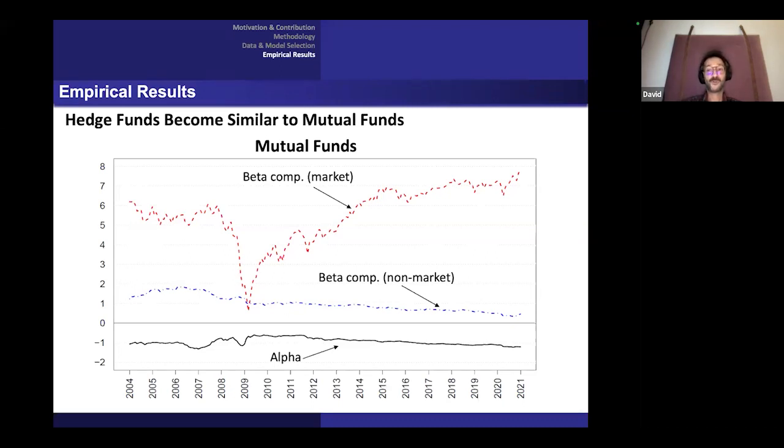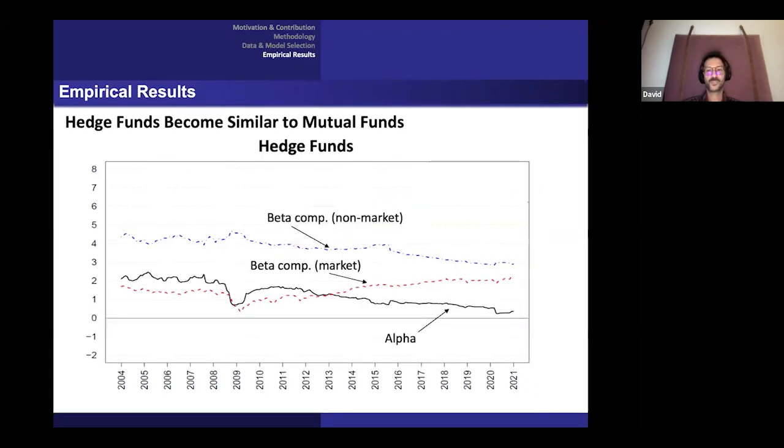So what about now for the hedge fund space? This is the plot for the hedge funds. In black, this is the alpha that you see over time, and you see a massive decrease of the alpha. So it seems now that the alpha looks more or less like mutual funds. Basically, the hedge fund industry is not delivering alpha to its investors. Despite being smaller, you see an increase in the market exposure since the financial crisis as well.